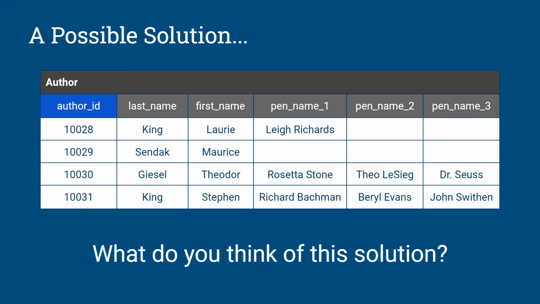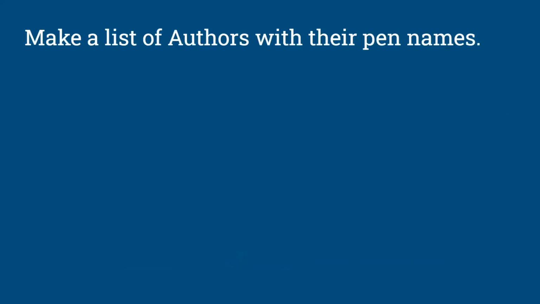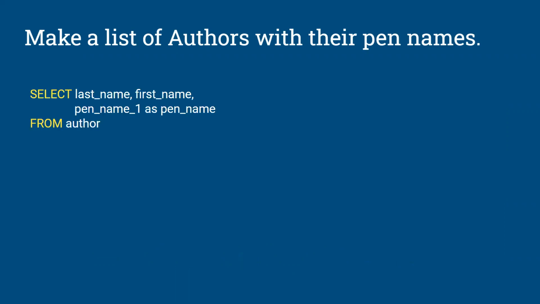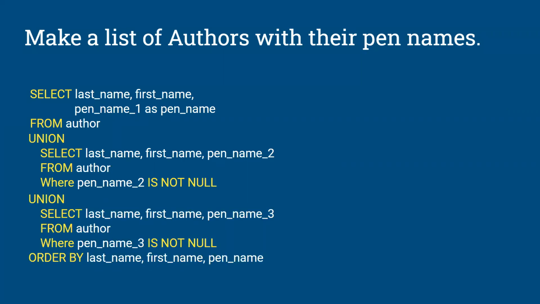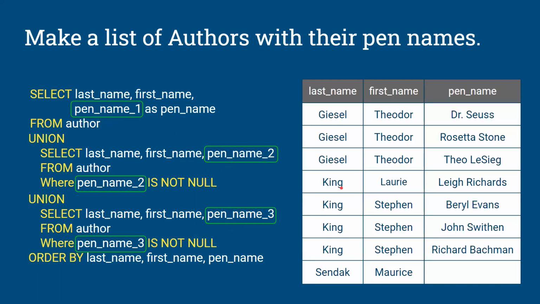Okay, let's take a look at a particular query. A simple query: give me a list of authors with their pen names. Okay, it's not so bad. So I have first name, last name, pen name 1 as pen name from author. But then I'm going to have to union that, bring the data from pen name 2 and pen name 3, and then sort it. Now I'm having to say I've got the pen name information split out across three different columns, so I've got to do something to bring those all back together. What do you think? Is that a nice query to write? Job security, I guess. The query is going to be difficult.